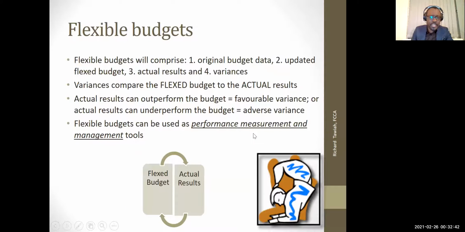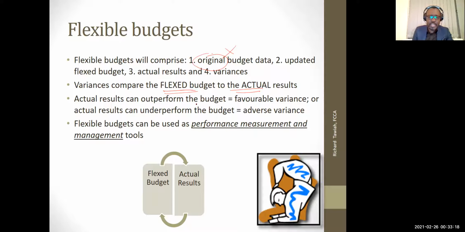So nothing changes much. Now let's go into our flexible budget. The flexible budget will have our original data and then our updated flexed budget. Then it will give us our actual results. Then we work out our variances. So for the flex budget, we are looking at comparing the flexed, be careful, to the actual, not the original, the flexed against the actual.